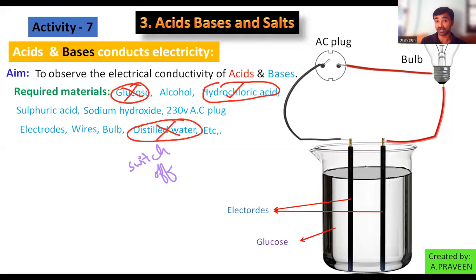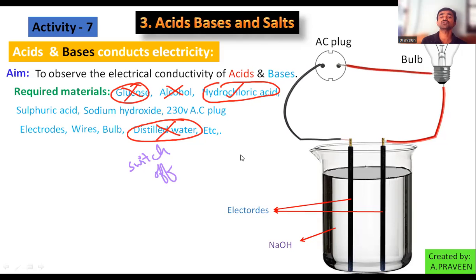You can conduct this activity by taking different solutions. Suppose here I take another solution. Again, switch on. Did you see any glowing of the bulb or not? Realize, no glowing of the bulb in case of alcohol also. Then change the solution. Take a dried fresh beaker, dried electrodes, then fill it with another solution.